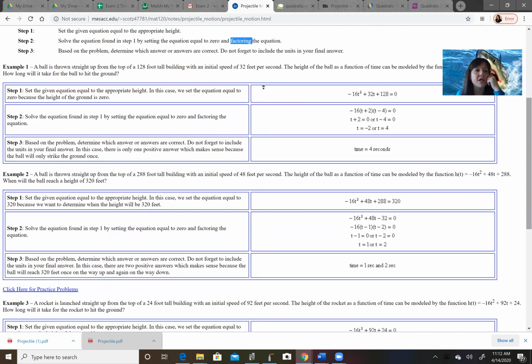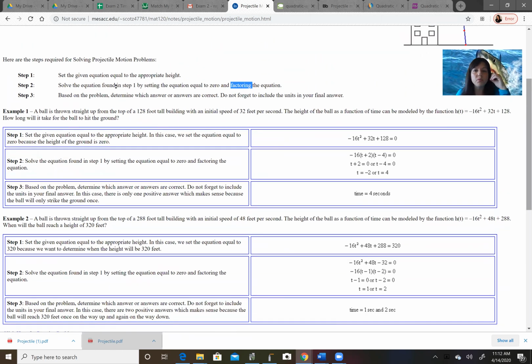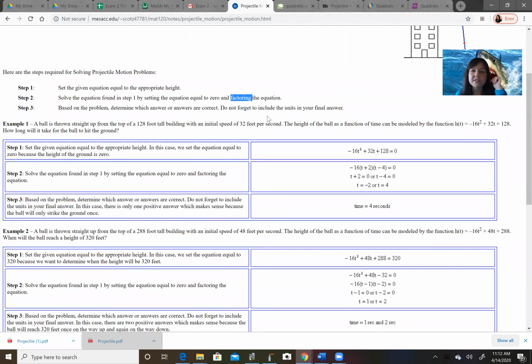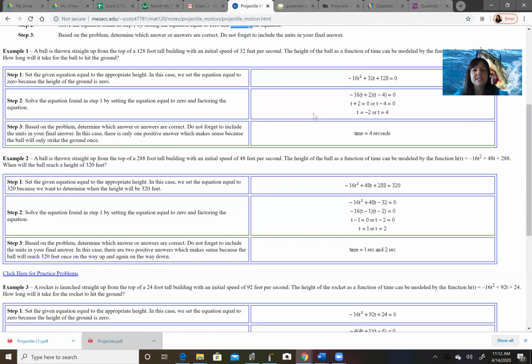which answers are correct. So question 1, and do not forget to include units in your final answers. And I would say complete sentences also, to prove to me that you really understand what's happening. So let's do this problem.